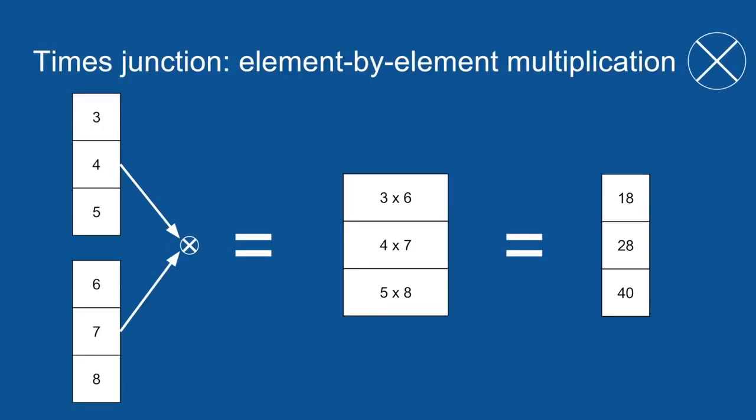And very closely related to this, as you've probably guessed, the X in the circle is element-by-element multiplication. It's just like addition, except instead of adding, you multiply. For instance, 3 times 6 gives you a first element of 18. 4 times 7 gets you 28. Again, the output vector is the same size as each of the input vectors.